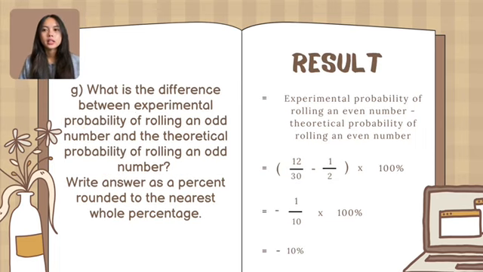And the last one is: what is the difference between the experimental probability of rolling an odd number and the theoretical probability of rolling an odd number? Write the answer as a percent rounded to the nearest whole percentage. For this, the answer is 12 over 30 minus a half, times 100%, and then simplify it, we'll get negative 1 over 10 times 100%, and then the answer will be negative 10%.